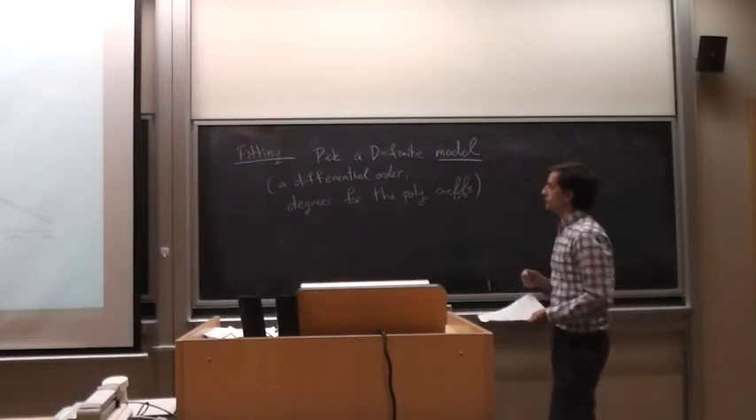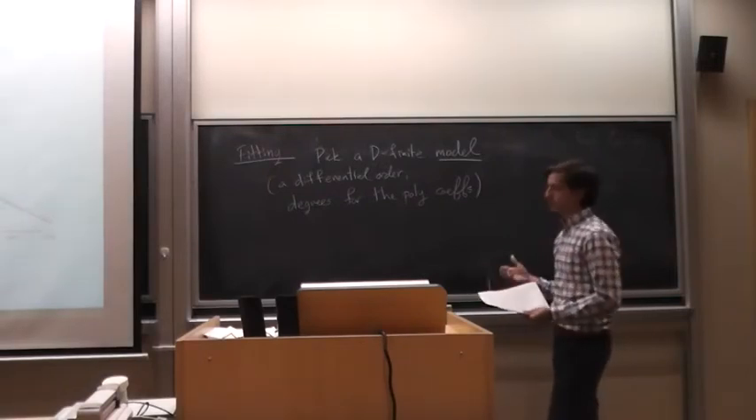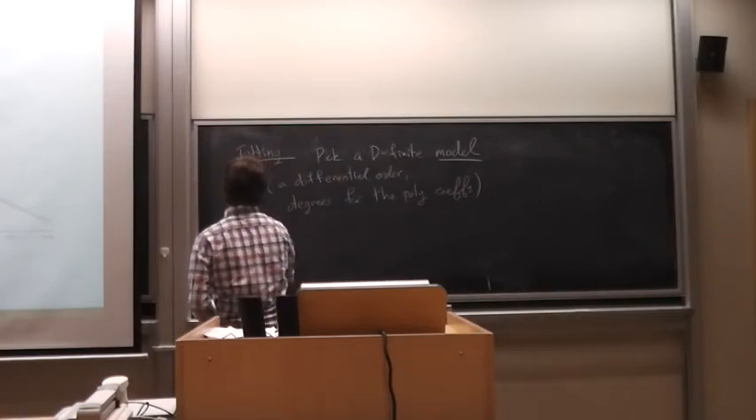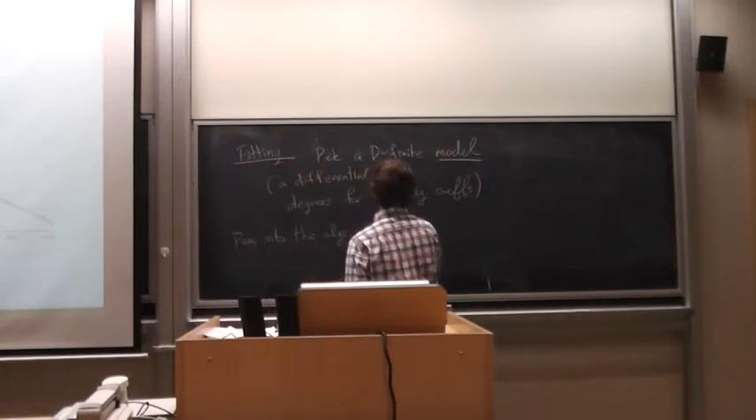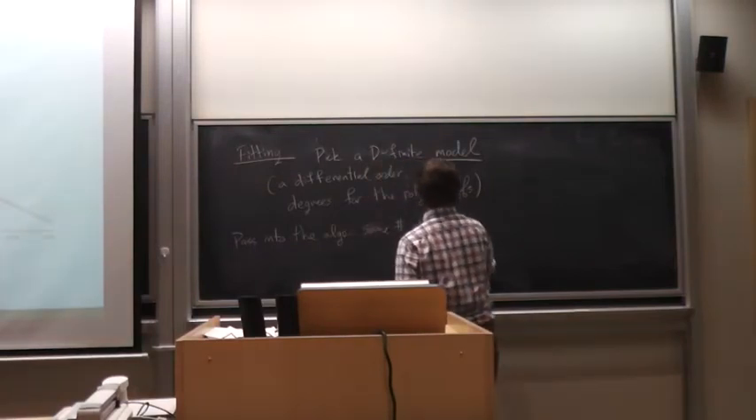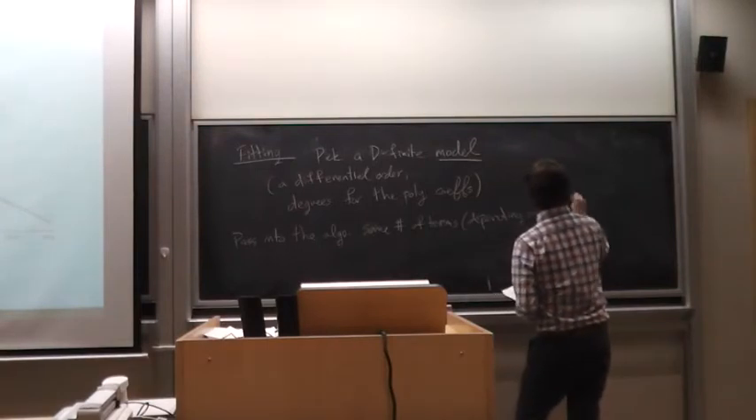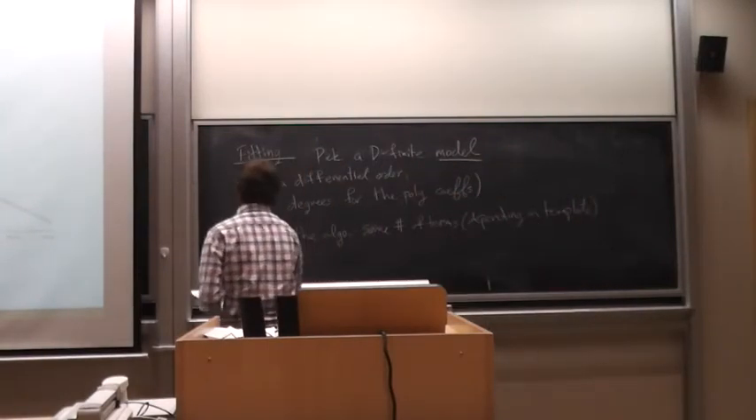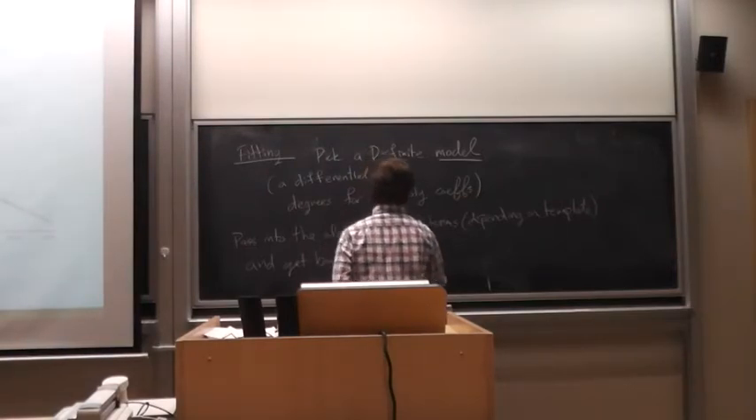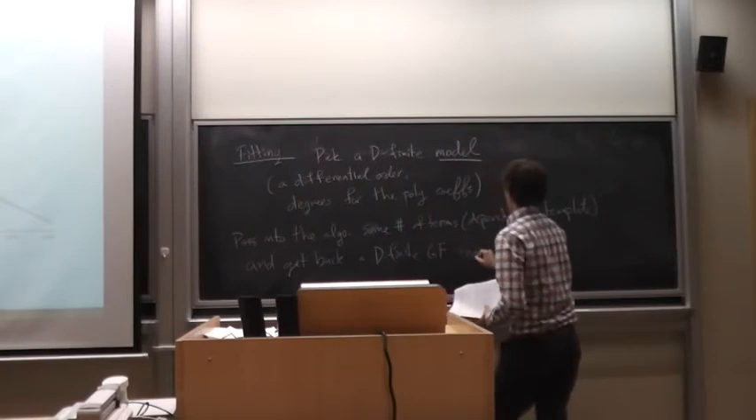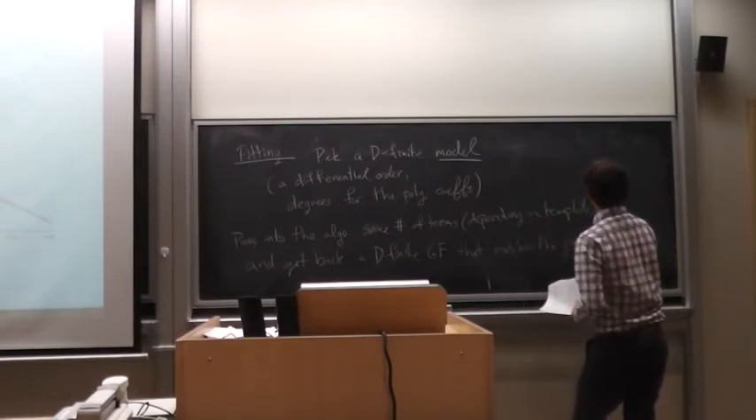You pick the differential order, degrees for the polynomial coefficients, and then you perform an algorithm kind of like what GFUN does. For now, I just want to treat it like a black box because I don't have time to go into the details. But you pass into the algorithm some number of terms, depending on the template. And what you get back is a d-finite generating function that matches the terms you gave it exactly, and then probably goes wrong after that.